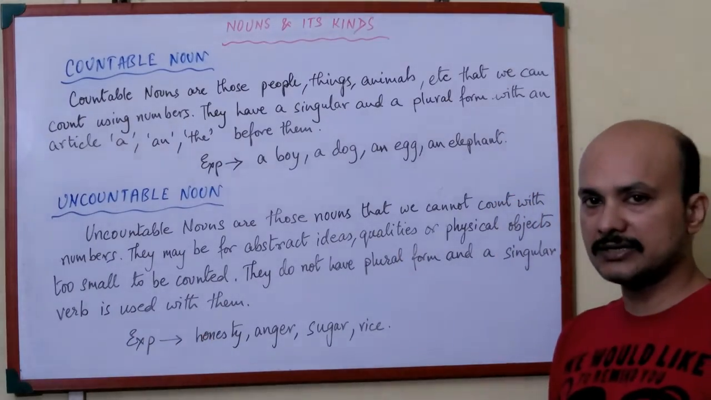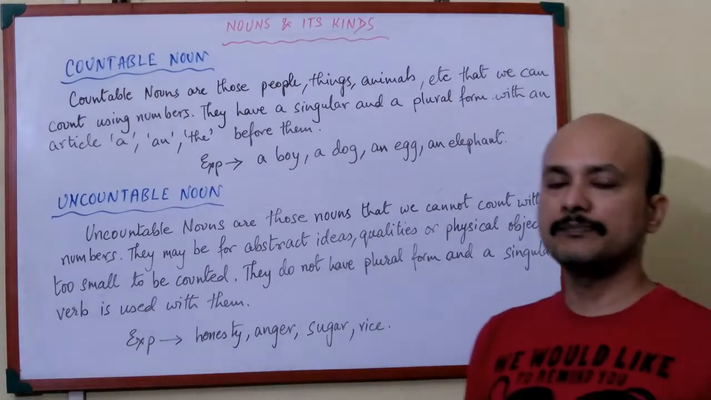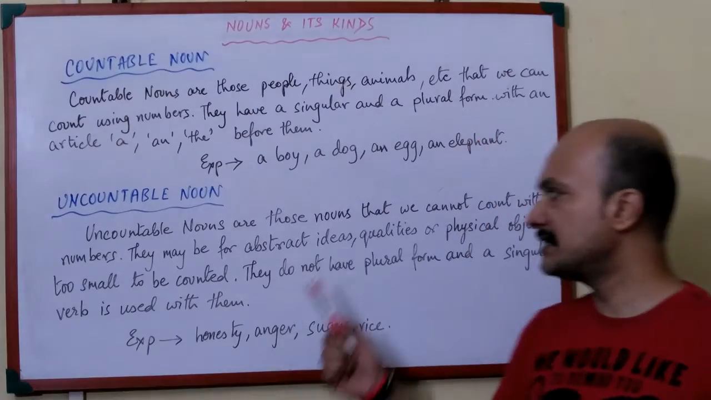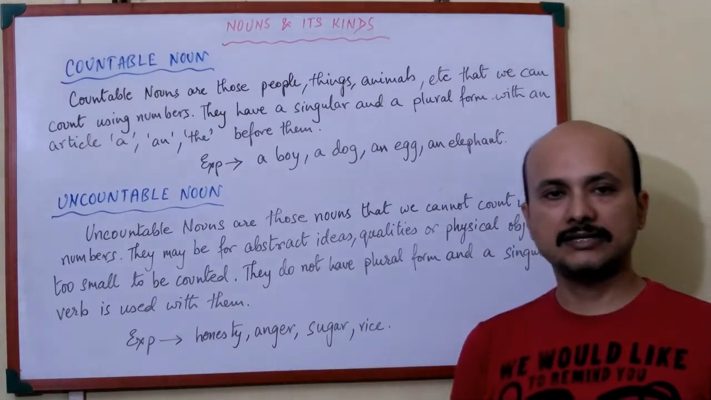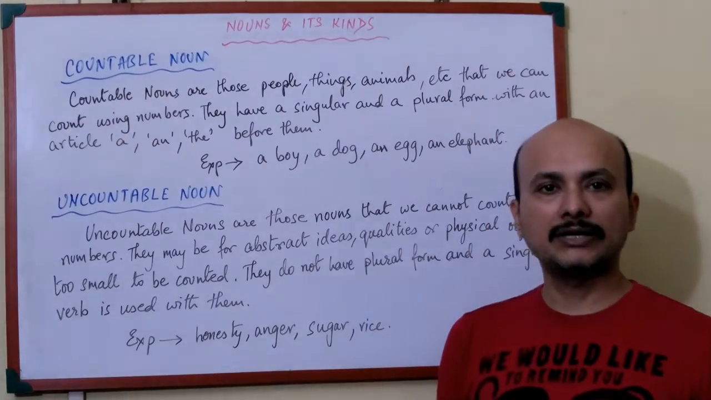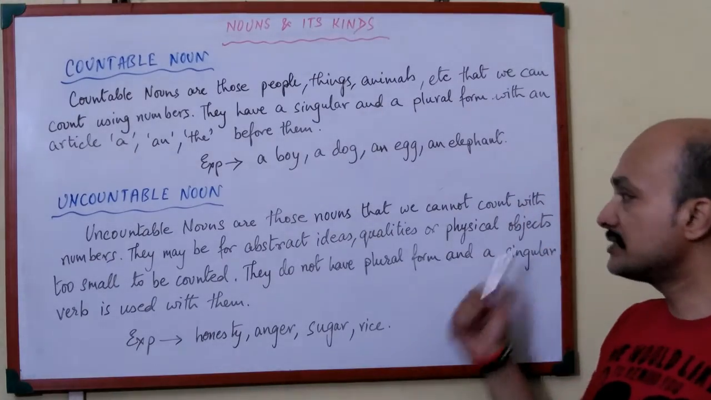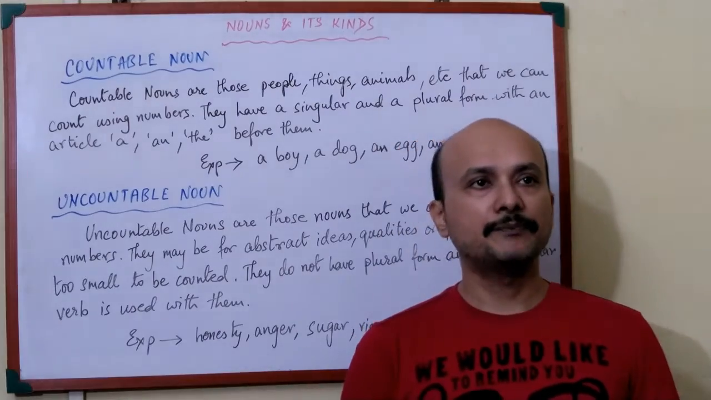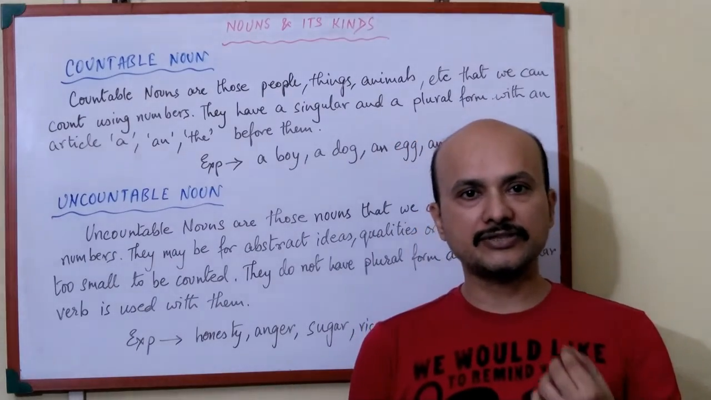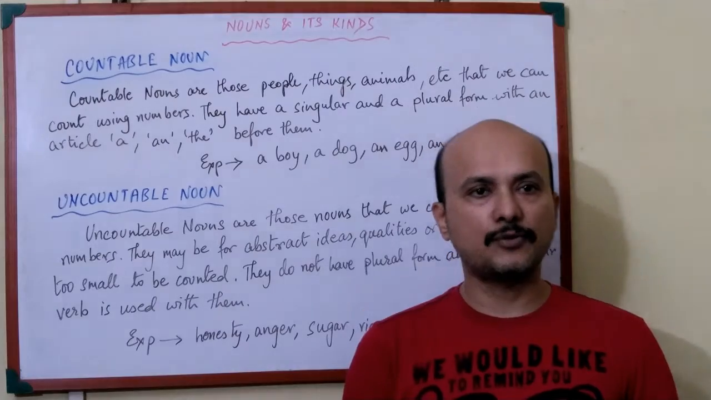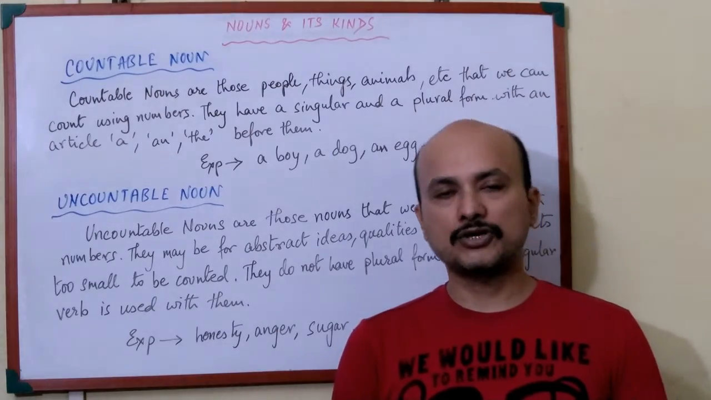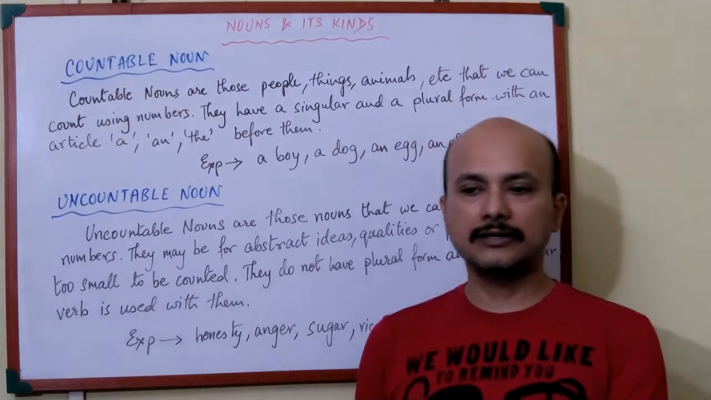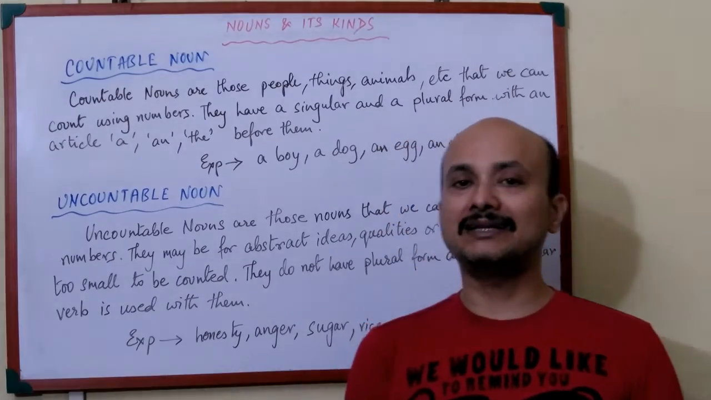Now abstract ideas you can understand, like honesty, peace, strength, kindness. Abstract ideas, qualities also like this: honesty, kindness, cruelty, all these abstract ideas. Now physical objects too small to be counted. This has to be explained. Let's see, there are some things which are very small, some physical objects which are very small. It's not physically possible to count them together. Of course logically it's possible, but practically it's not possible.